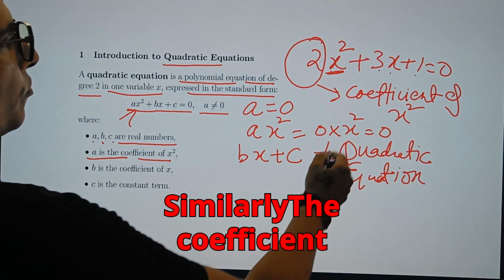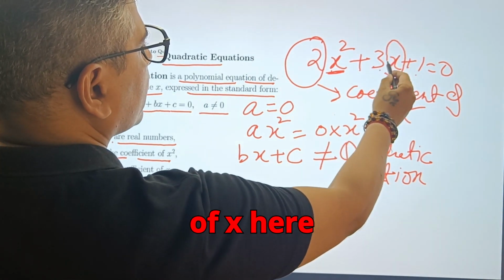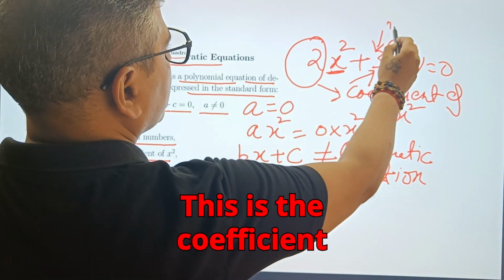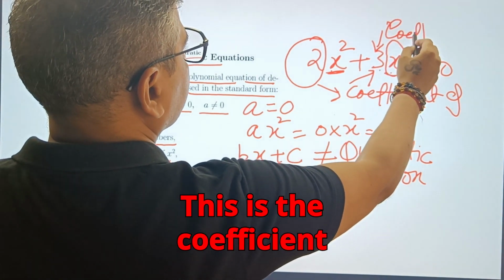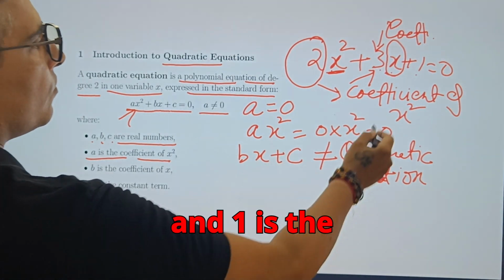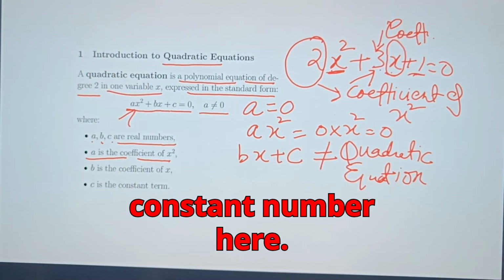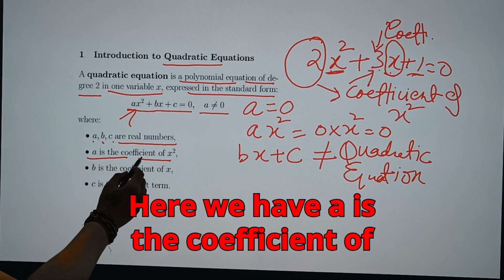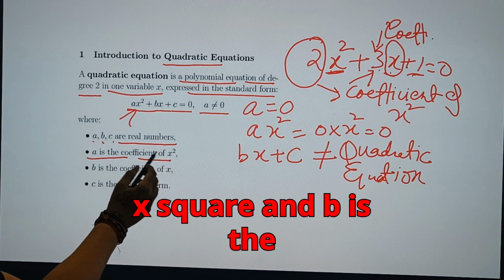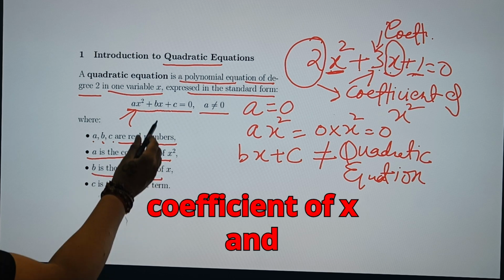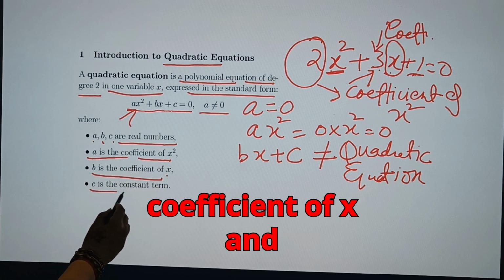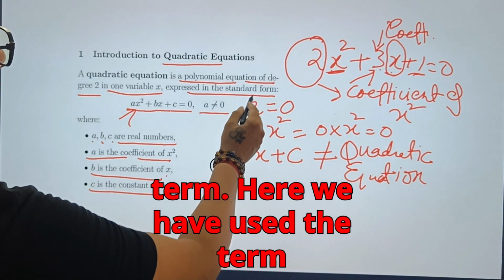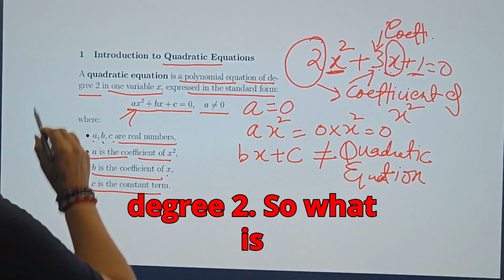Similarly, the coefficient of x here is 3, and 1 is the constant number here. So a is the coefficient of x², b is the coefficient of x, and c is the constant term. Here we have used the term degree 2.